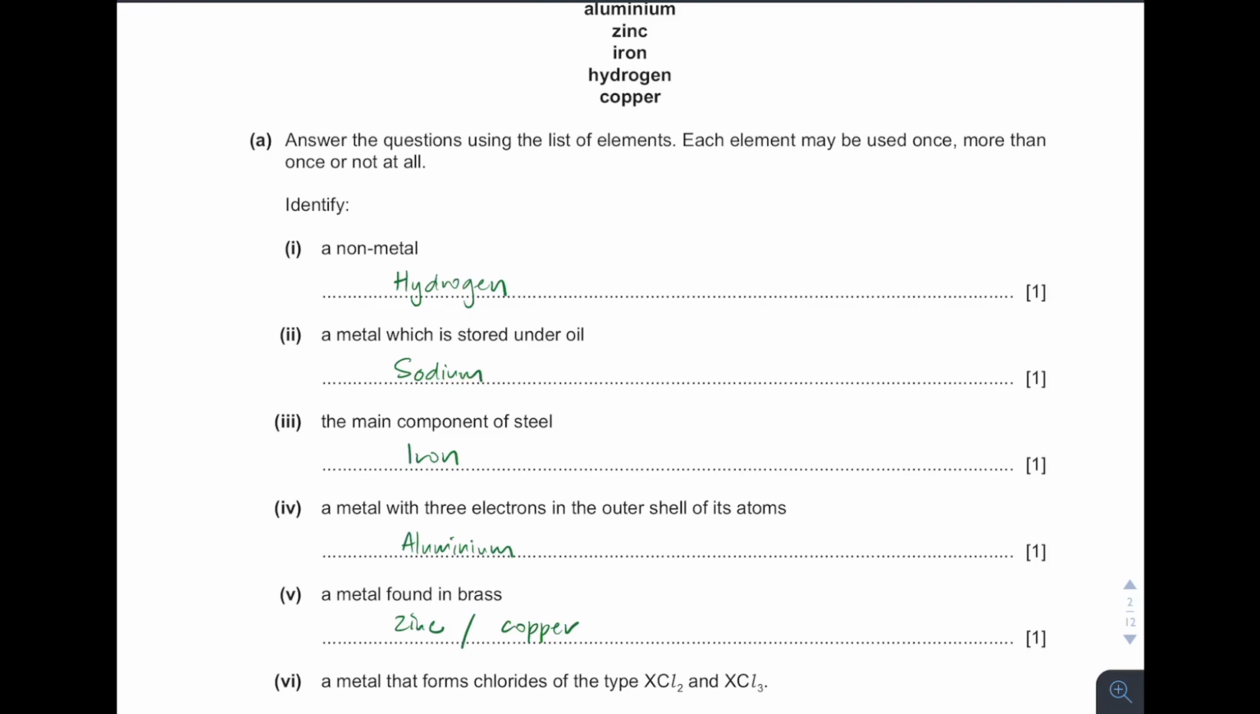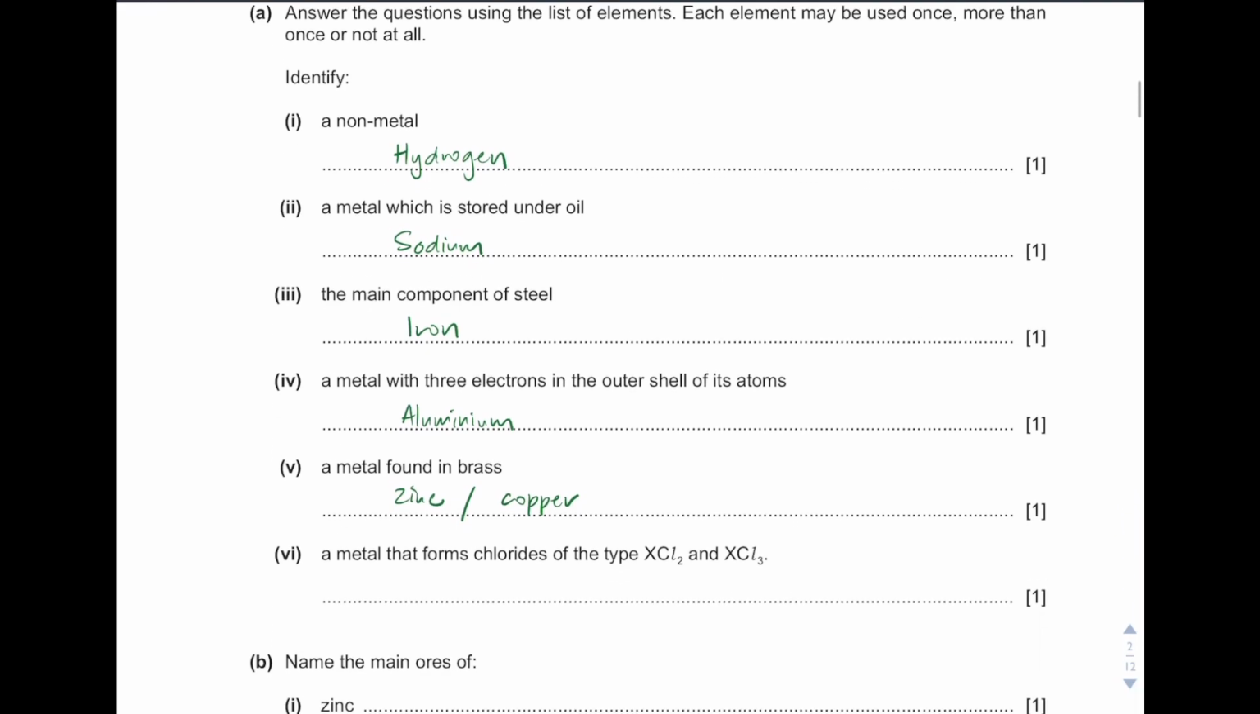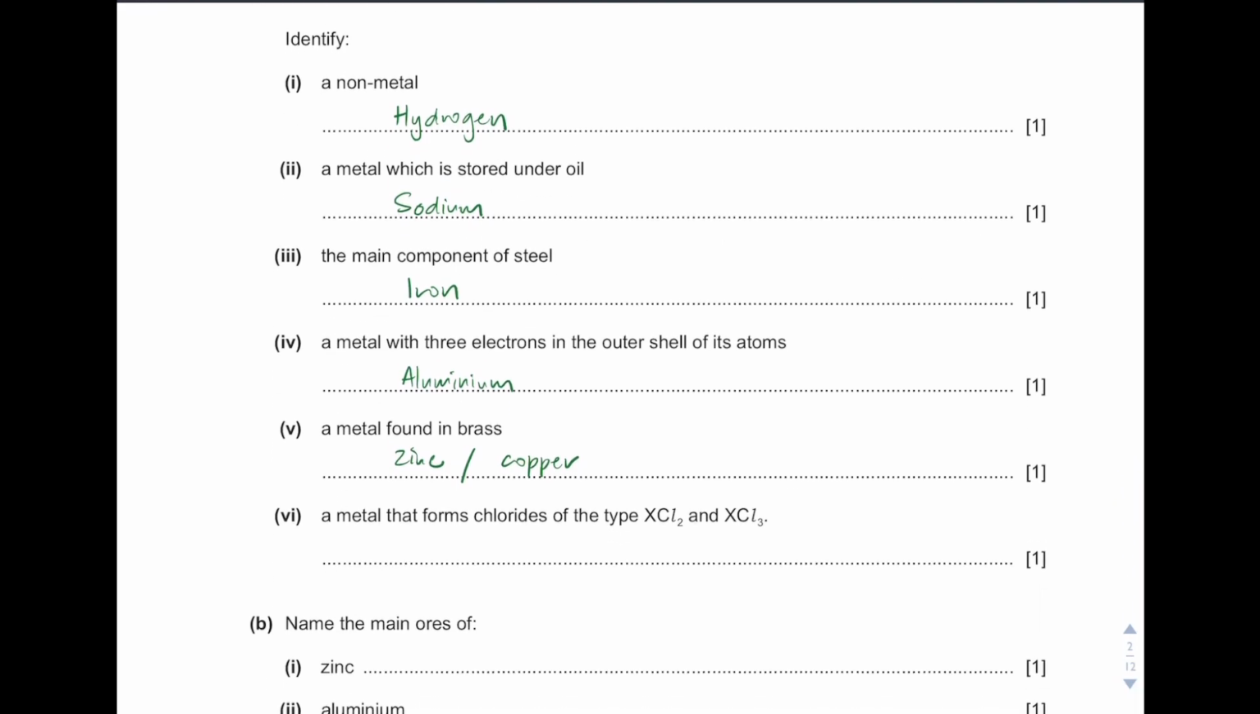Then next one, a metal that forms chlorides of the type XCl2 and XCl3. Can you see? From here we know that X has 2 different charges, or so-called more than 1 oxidation state. What types of elements have more than 1 oxidation state? In this case, it has to be a transition element. From the list, the transition metal would be iron.